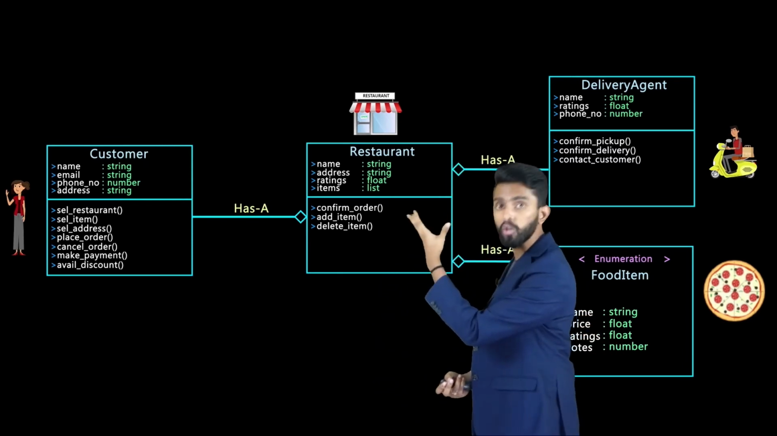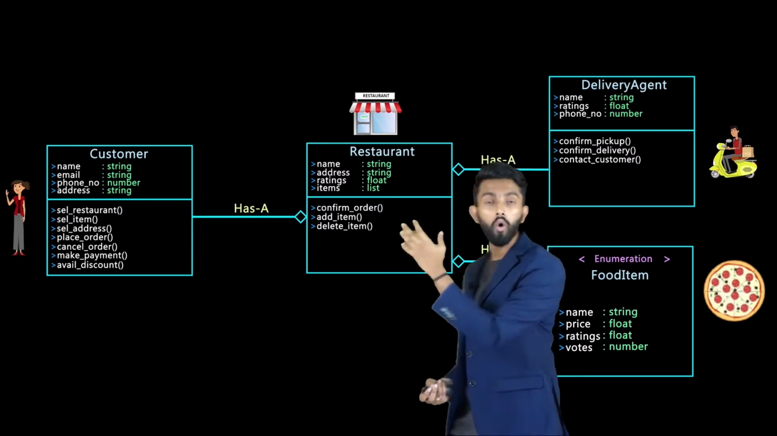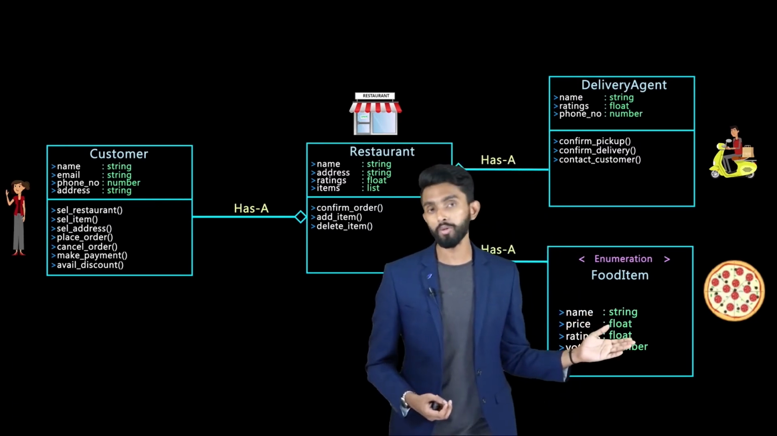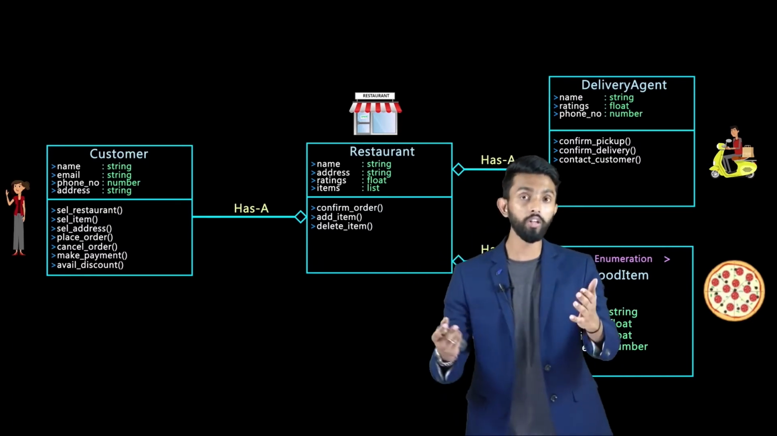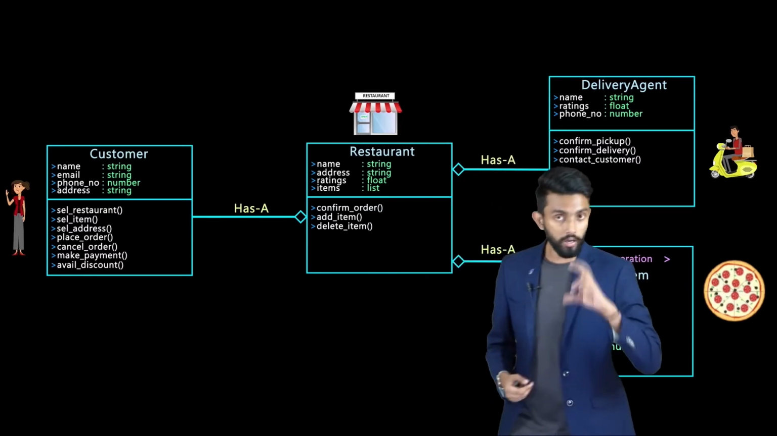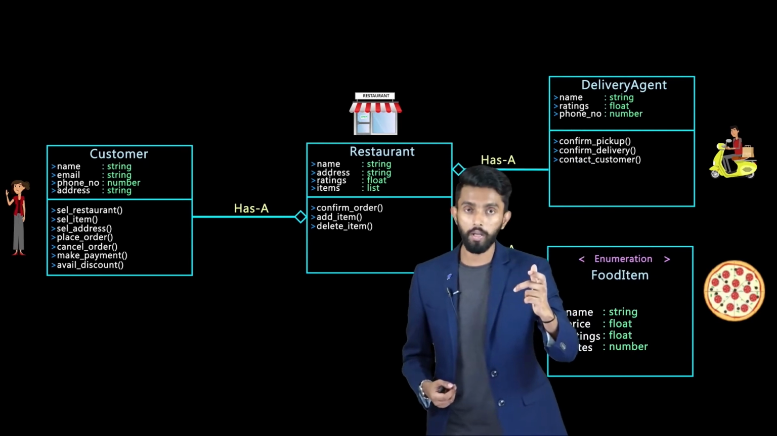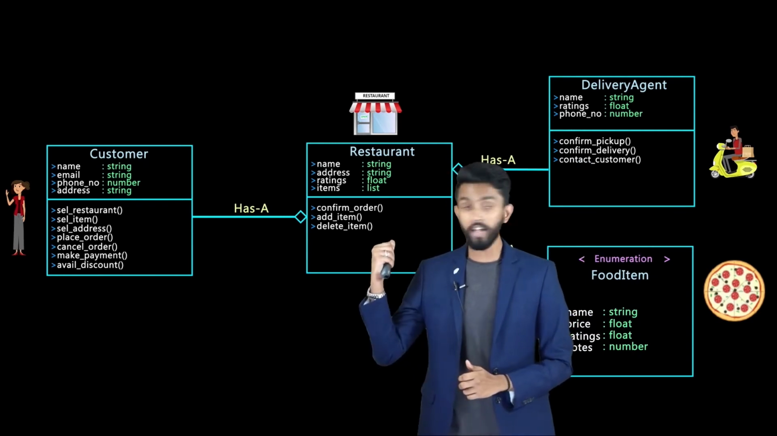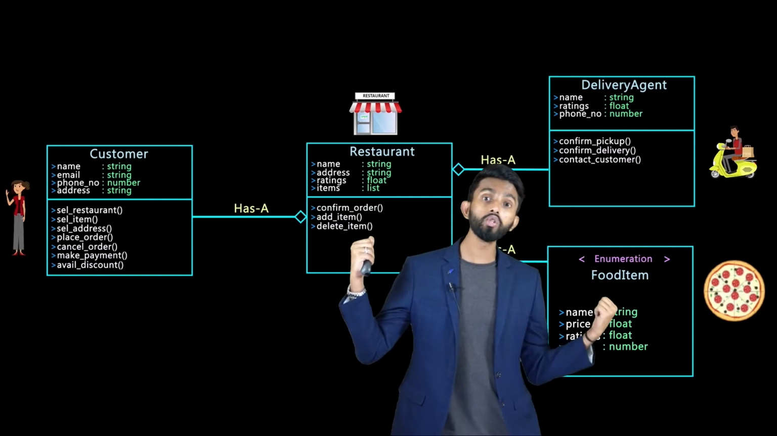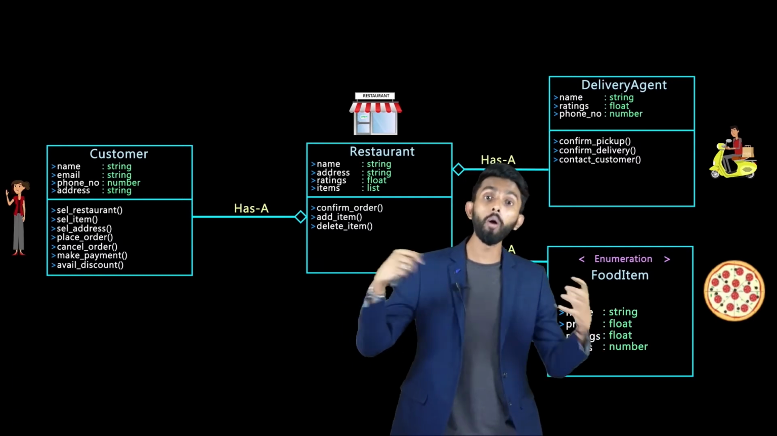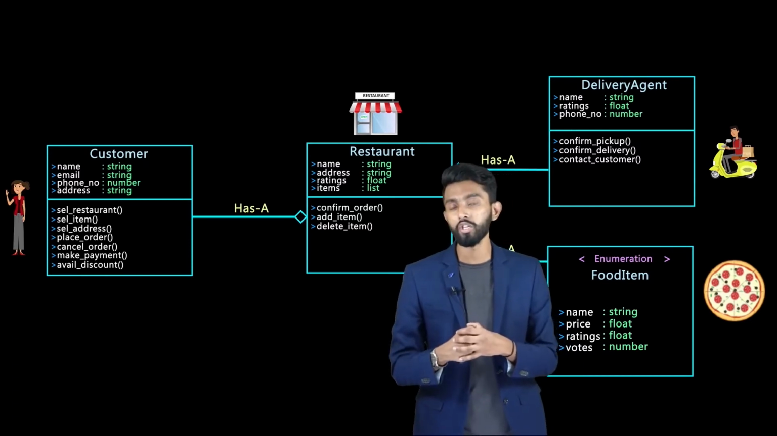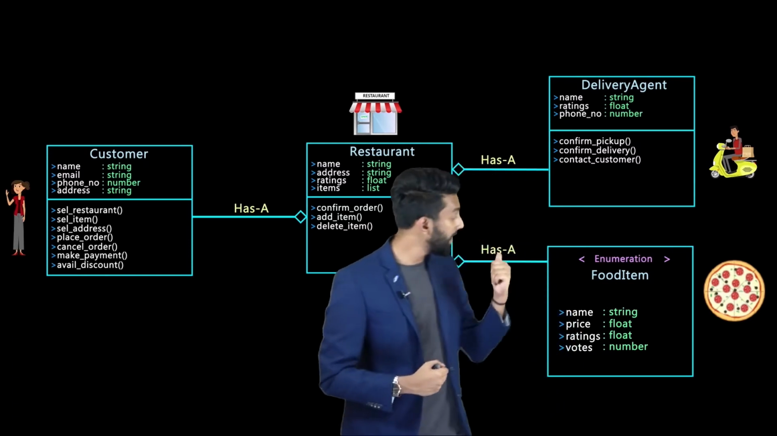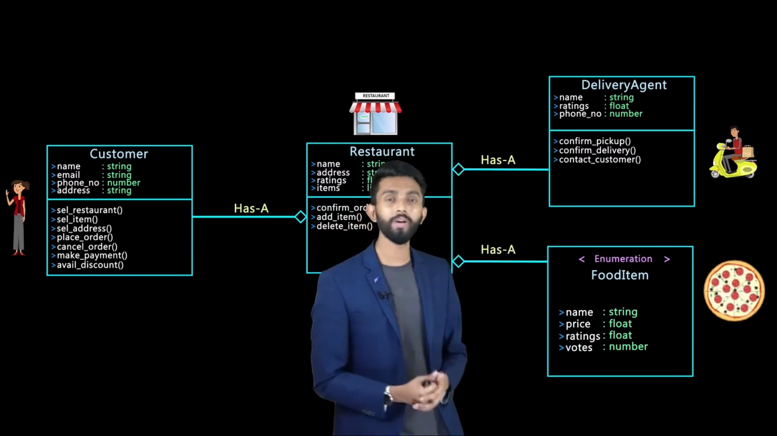If the restaurant goes or disappears, then naturally all the food items which the restaurant was serving are bound to disappear along with it. I don't think you could disagree with me. Another way to paraphrase this would be that the restaurant is composed of food items. It is a composition relationship. It is a tightly bound relationship, but 100% it is a has-a relationship as well.